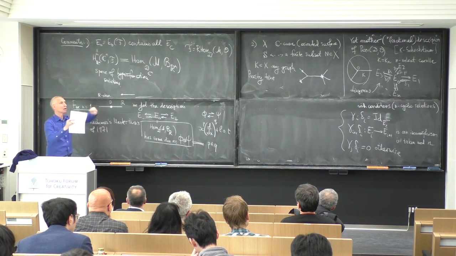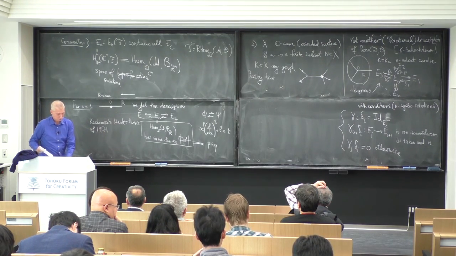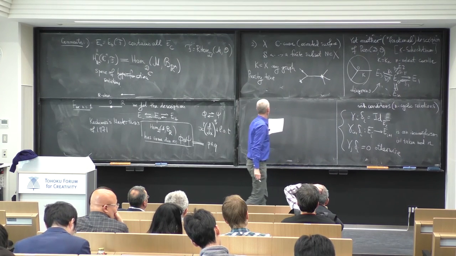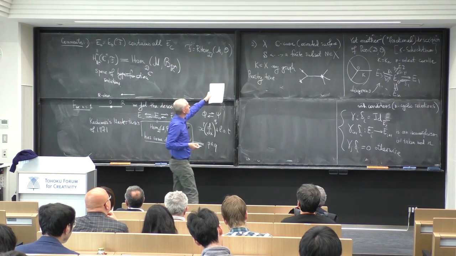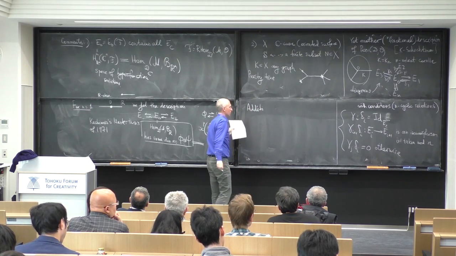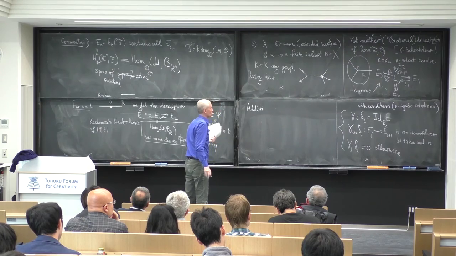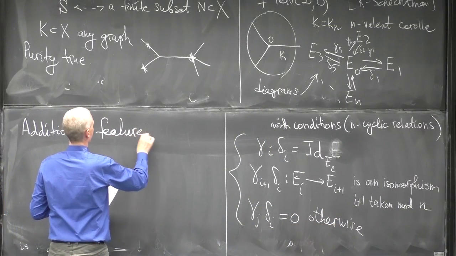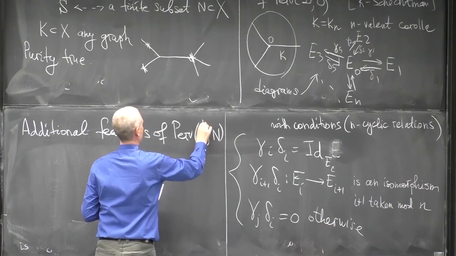Okay, so now let me continue this a little bit in the following way. Now, in the rest of the hour, let me consider additional features of the category of perverse sheaves for this setting, because this will be used later in the third talk when I will do some categorical analogs of these constructions. Additional features of X, this curve.